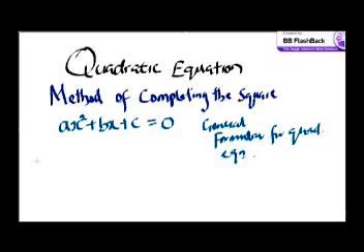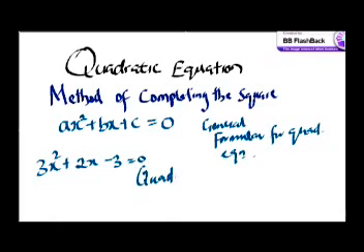An example would be 3x squared plus 2x minus 3 is equal to 0. As long as the format is arranged this way, the x squared comes first, then the x, and a constant, and everything equals 0, it is a quadratic equation.